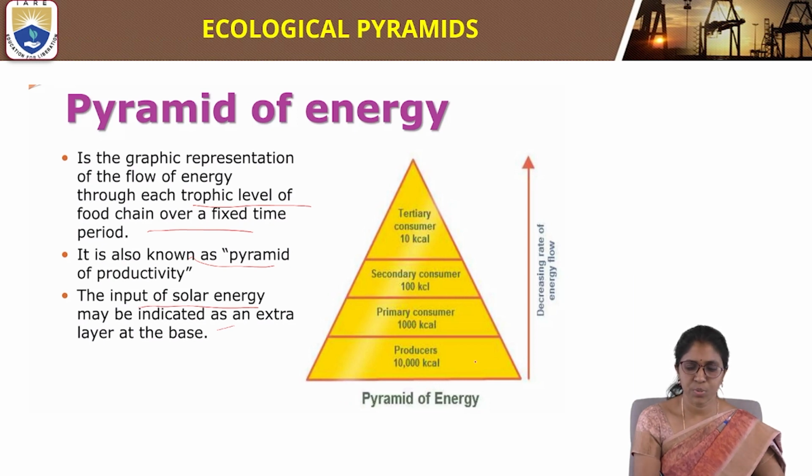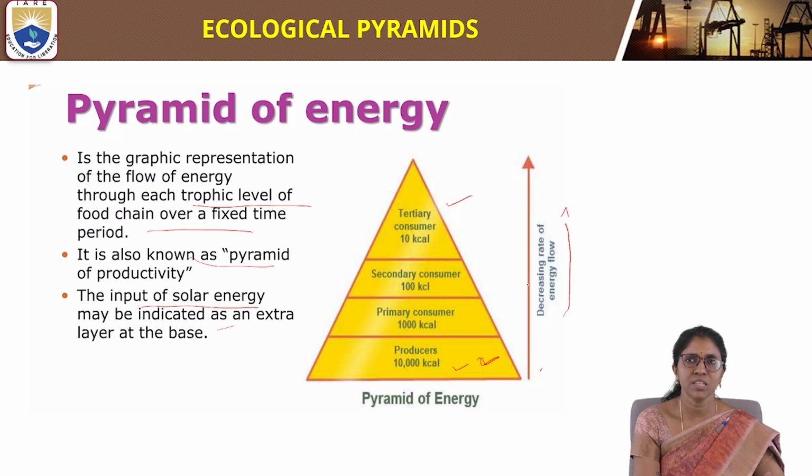These producers produce energy by using solar energy. So the input is solar energy, which may be indicated as an extra layer at the base. If we see the pyramid of energy, there is a decreasing rate of energy flow. Here there is more energy, 10,000 kilocalories. The tertiary consumer has 10 kilocalories. So it is decreasing from bottom to top.